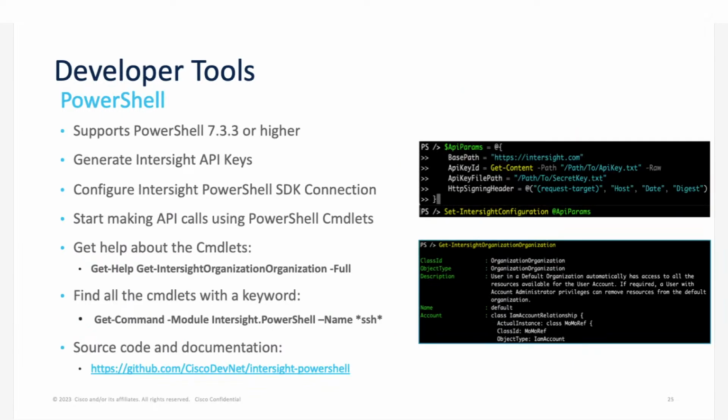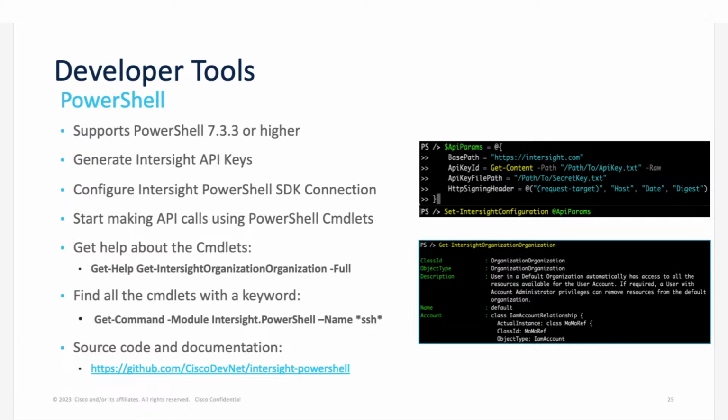For PowerShell users, the first prerequisite is PowerShell 7.3.3 or a higher version. Once we have PowerShell 7 installed, we can get the Intersight API keys and configure the Intersight PowerShell SDK connection. We can pass details like the Intersight path, the API key, and the secret key to the Set-IntersightConfiguration commandlet, which configures your Intersight connection. And then once the connection is ready, you can start making API calls.